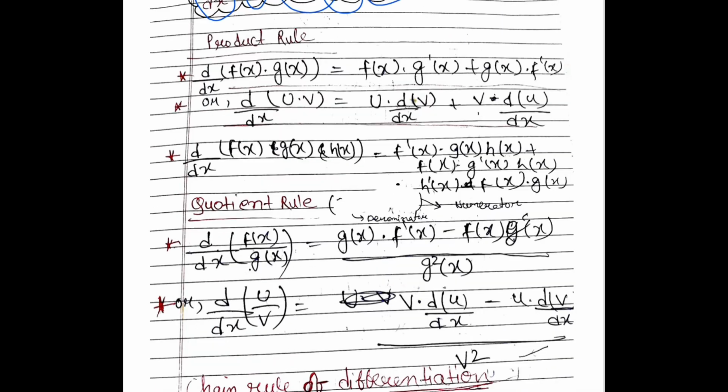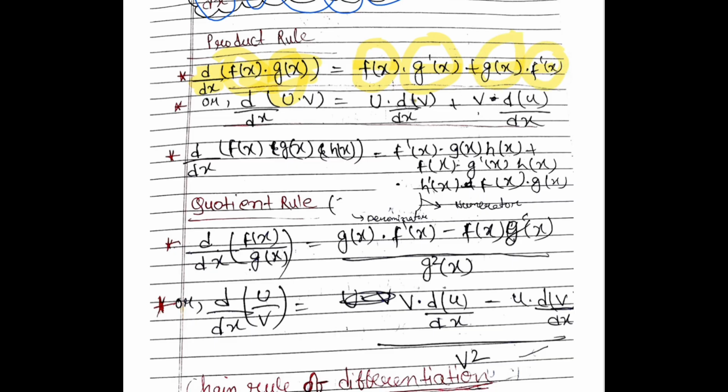See, d by dx of fx dot gx. I will give an example and explain also, so don't worry. It equals fx dot g dash x plus gx dot f dash x. What does this mean? This is very simple. This is fx and this is gx. They are in product, a function of fx and a function of gx. First you will write fx as it is, then you will do the differentiation of gx, then plus you will write gx as it is and then do the differentiation of fx.